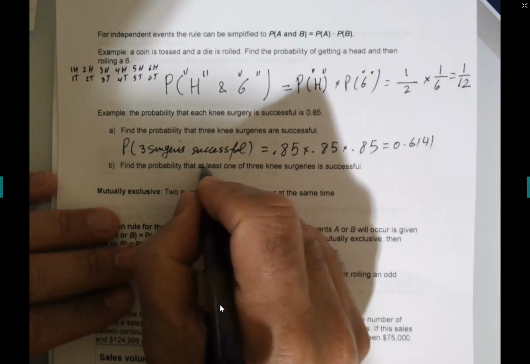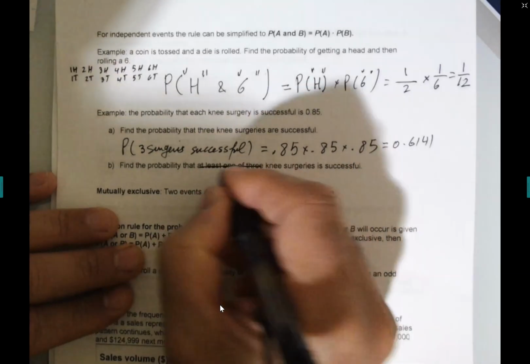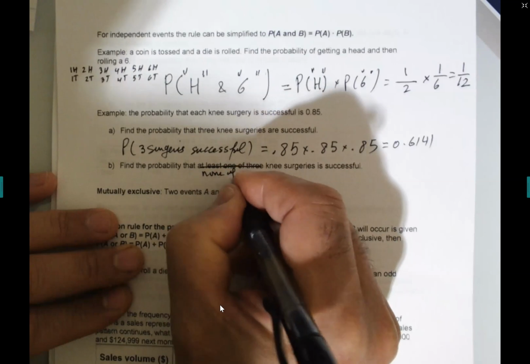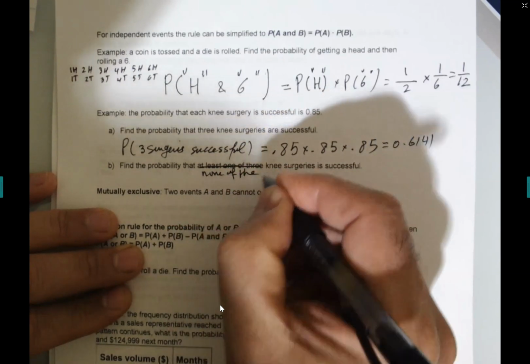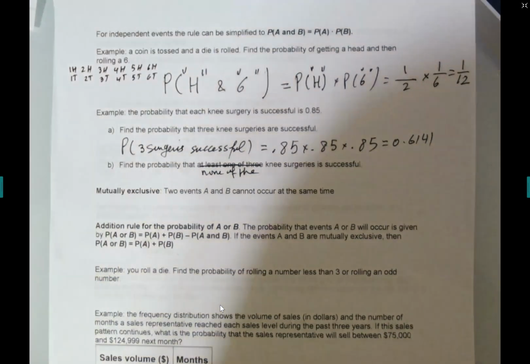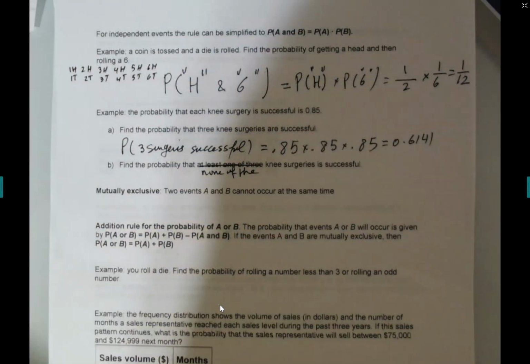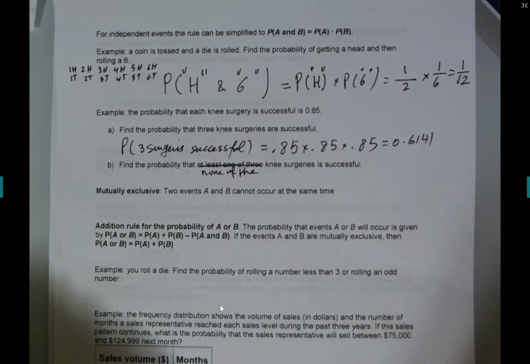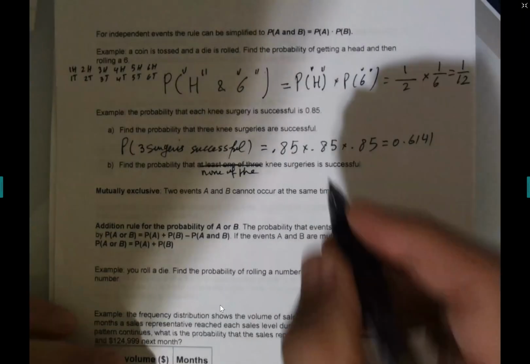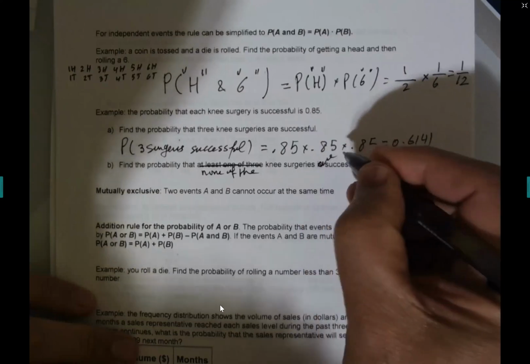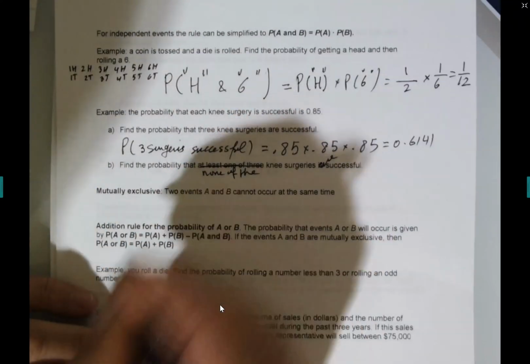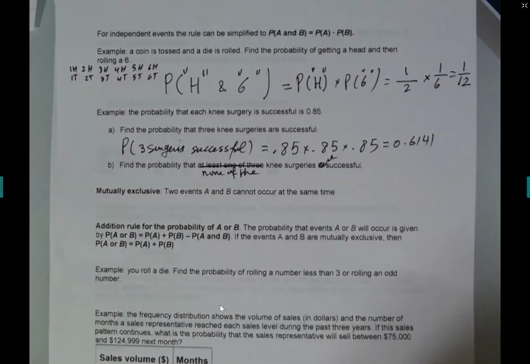Now I'm going to change this one. Suppose none of the surgeries were successful. What is the probability, guys, that none of the surgeries are successful? 0. No, there is a probability of failure. So how do you figure this out? What do you do? 0.15 times 0.15 times 0.15.